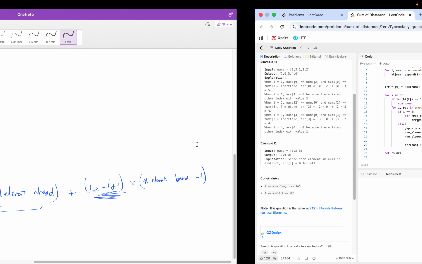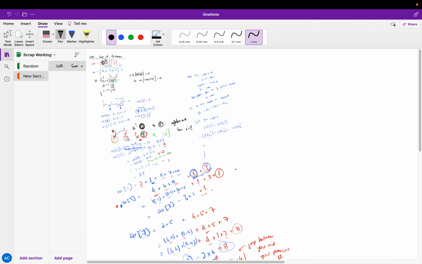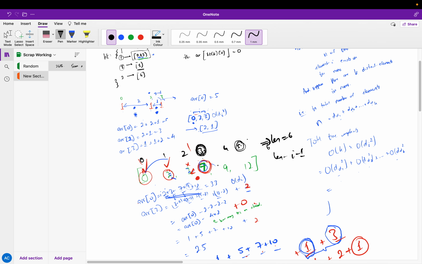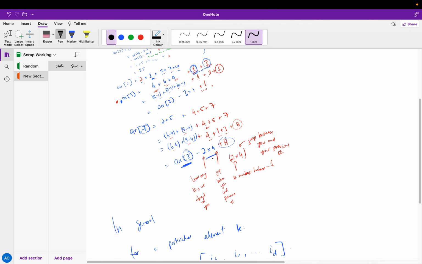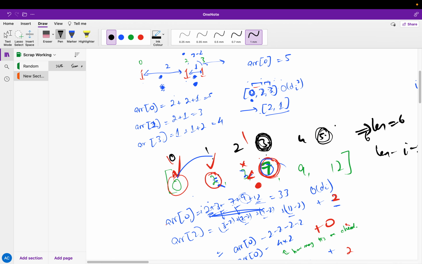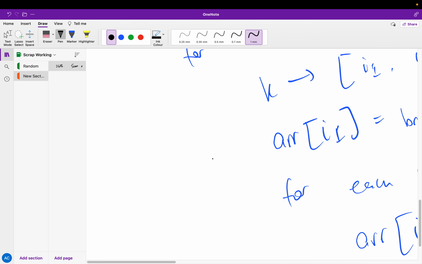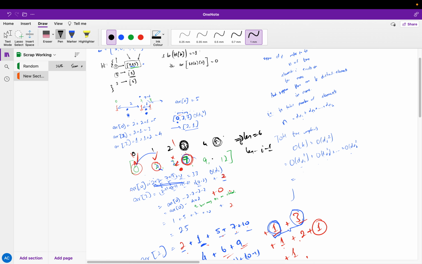It's like a weird DP element almost, because you're using the previous thing, but I guess it's more like a math trick than DP. But assuming this formula is correct, then I think I should be good.